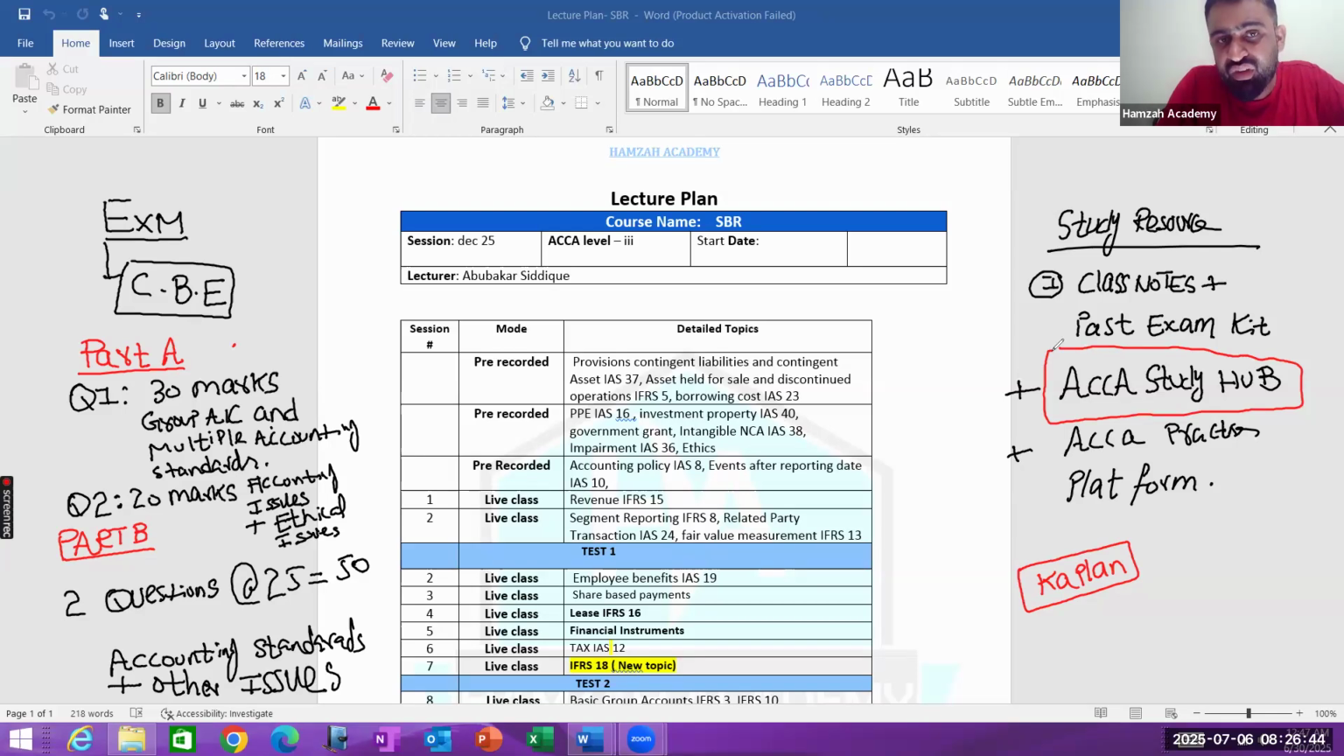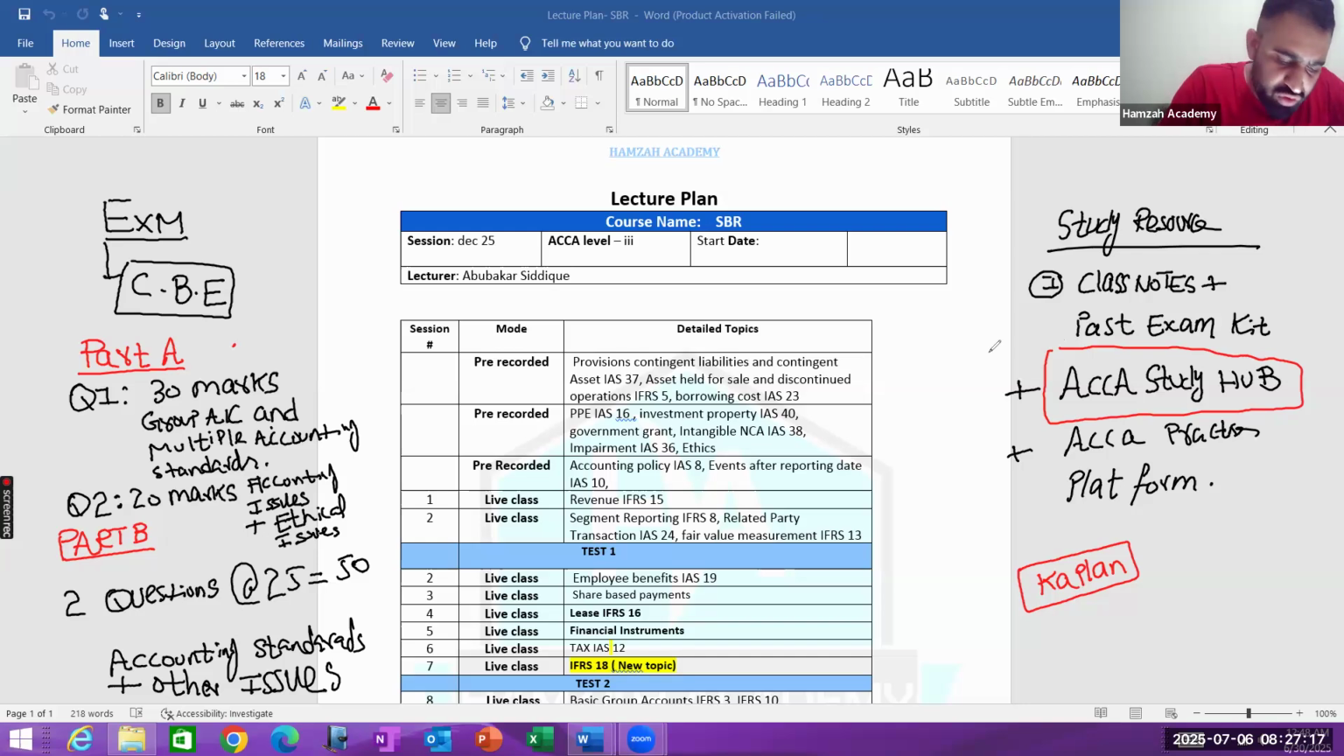The ACCA Study Hub is the most important available resource to prepare for any exam at ACCA level, because the material provided in the Study Hub is provided by ACCA. So it would be 100% updated. It would cover every aspect of the exam which could be tested in SBR.